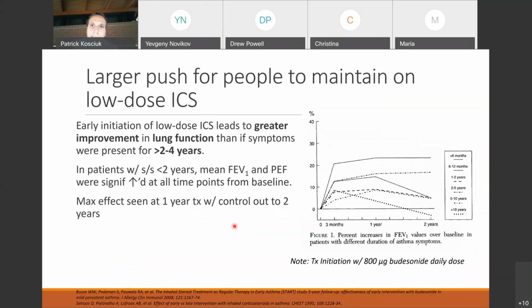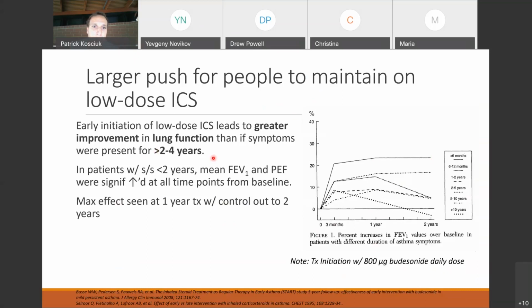So let's talk about trying to get rid of the ICS altogether. Can we do it? Here's the study that was done. They initiated treatment with 800 micrograms of budesonide daily. We're looking at how long people had symptoms before they were started on treatment. As you can see, with less than 6 months, you start your budesonide early on, and then at about the 1 year mark, you're going to see max effect, and then it kind of plateaus out, right?